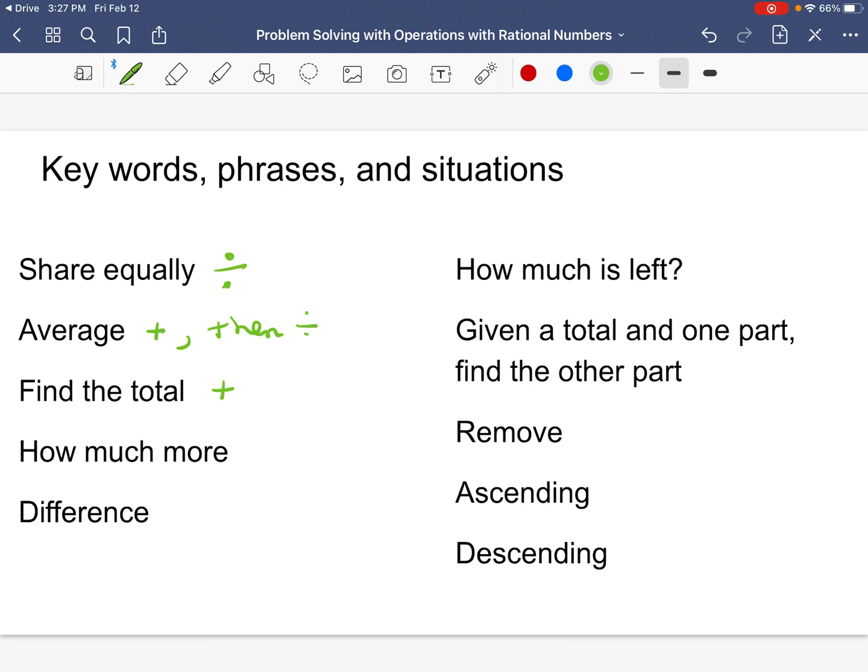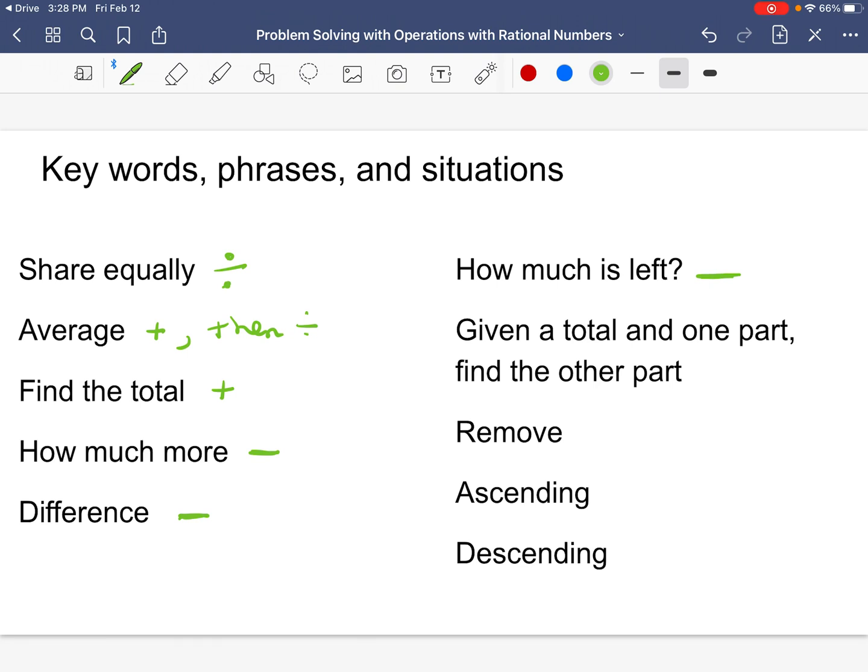If you want to know how much more, say you're saving for a bike, it costs $80. You have $60. How much more do you need to save? You would subtract what you have from what you need. A difference, when you see a question about calculate the difference, subtract. How much is left? You had 8 slices of pizza. You ate 5 slices of pizza. How much is left? You subtract.